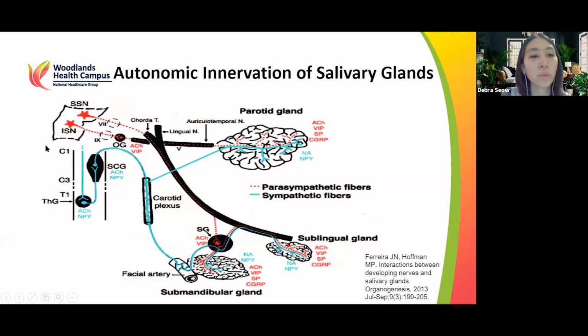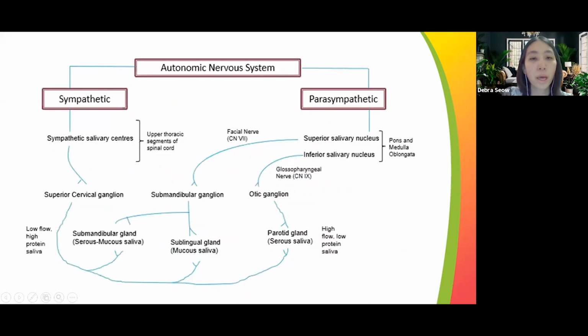Then we also have the inferior salivary nucleus, which is in your medulla, and it goes to the otic ganglion, and then to the parotid gland. So you can see that all the glands are supplied by both parasympathetic as well as sympathetic fibers. Looking at this more simple diagram, you can see again the sympathetic as well as parasympathetic centers. For the sympathetic part, there's the sympathetic salivary center coming from the upper thoracic segments of the spinal cord, going to the superior cervical ganglion.